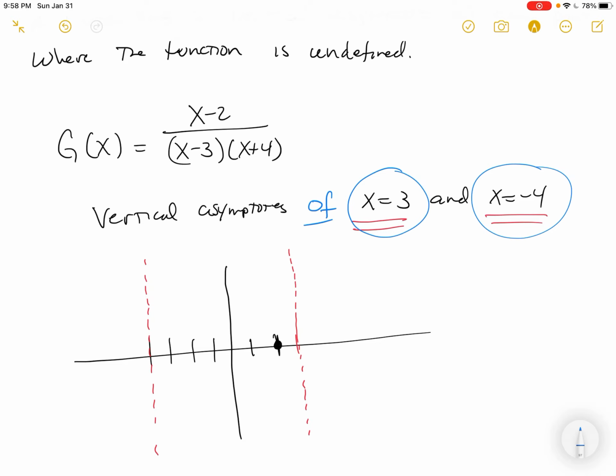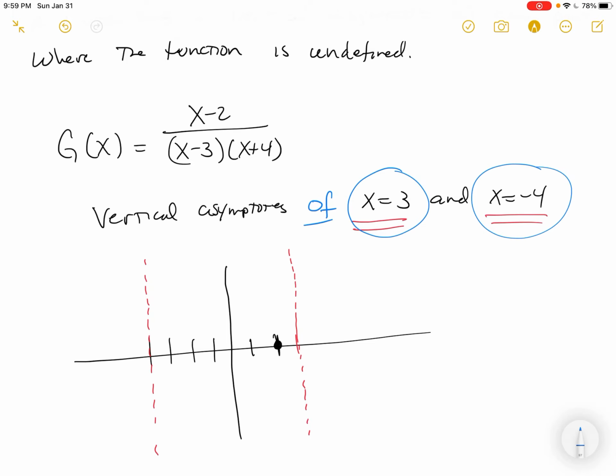What happens around vertical asymptotes is the graph either shoots up to positive infinity or down to negative infinity. This graph actually has 3 areas that need to be filled in. To the left of the x equals negative 4 line, in between the negative 4 line and the x equals 3 line, and then to the right of the x equals 3 line. That's what we're working on in the next section. But these vertical asymptotes are places where the graph cannot cross.